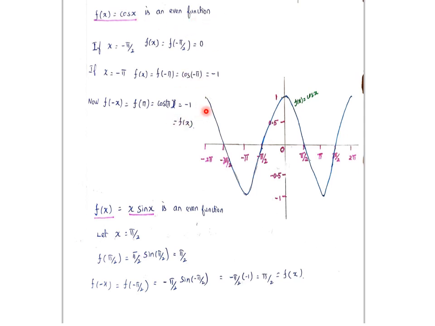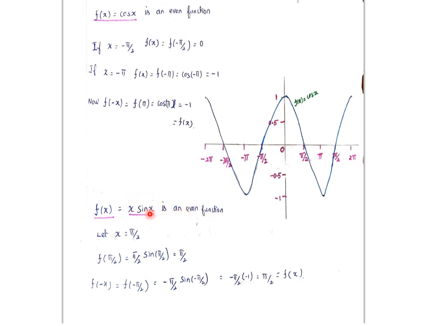Now, next, let us see another example. If f of x equal to x into sin x, here we already studied that f of x equal to x is an odd function and f of x equal to sin x is an odd function. Now, the product of two odd functions, x and sin x, will give an even function. Already x is an odd function, sin x is an odd function. Now, x into sin x is the product of two odd functions. It will become an even function.